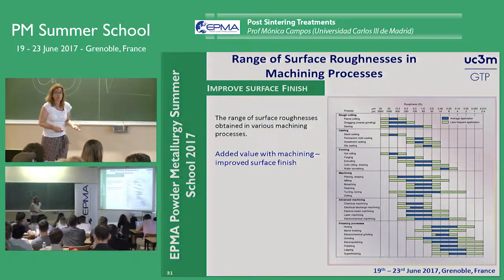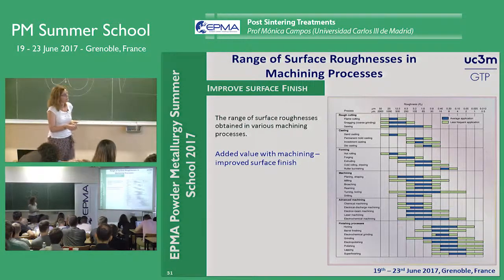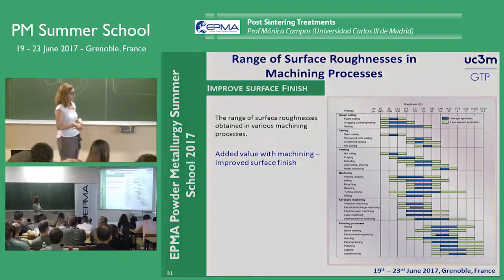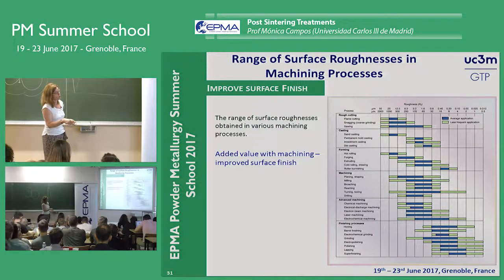Maybe we need to improve the roughness. And here in that table is plotted the roughness depending on the process that we have selected. From here to the end, there are different machining processes of different accommodation of the surface. And of course, when we use machining, we are able to go to the lowest roughness level that is possible to achieve.